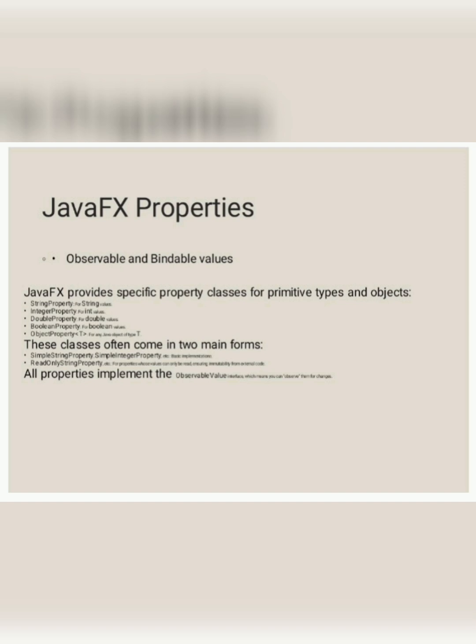There are two types of binding: unidirectional binding updates in one direction only. Bidirectional binding keeps both properties in sync. Using properties simplifies UI development, reduces boilerplate code, and leads to more responsive and interactive applications. JavaFX properties empower you to build smarter, more dynamic UIs with minimal effort.